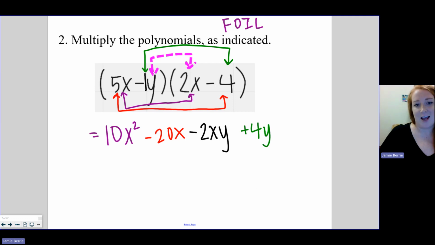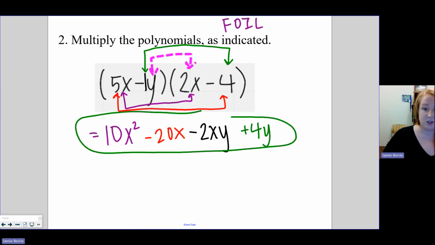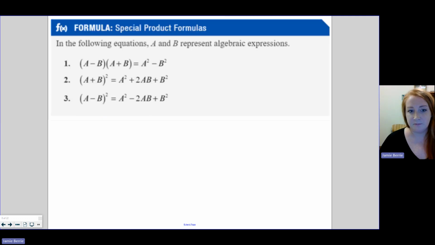All right, so I feel like I over-explained that. You probably already knew how to do that. But if you haven't seen the FOIL method in a while, hopefully that helped. All right, so 10x squared minus 20x minus 2xy plus 4y. And again, you do not see the directions to simplify here, so just leave it just like that. In fact, if you try to simplify and you factored it, it would just bring you back up to the original problem. So we definitely don't want to simplify in this case.